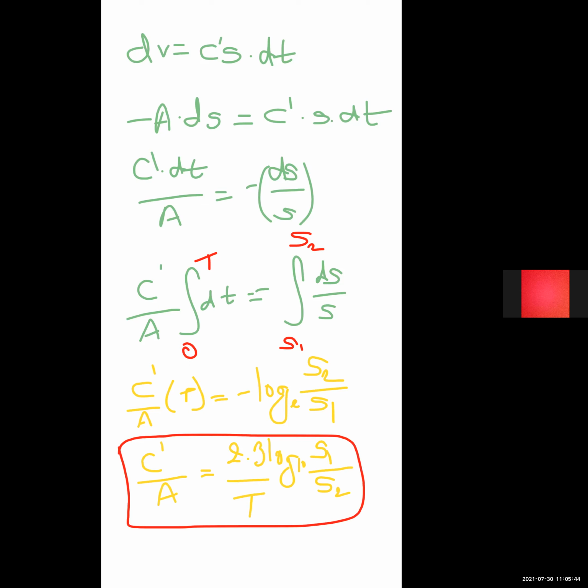So S1, S2 and T, by putting the values of S1, S2 and T, we can find the value of C dash by A. And what is C dash by A? C dash by A is called the specific yield or specific capacity of the open well in cubic meter per second.